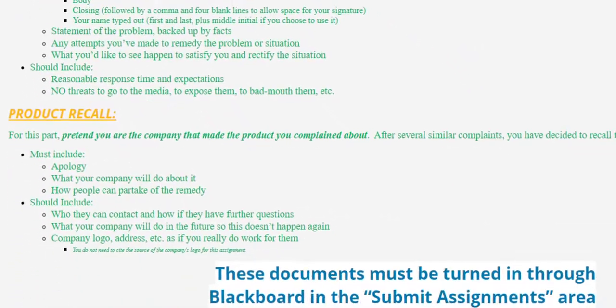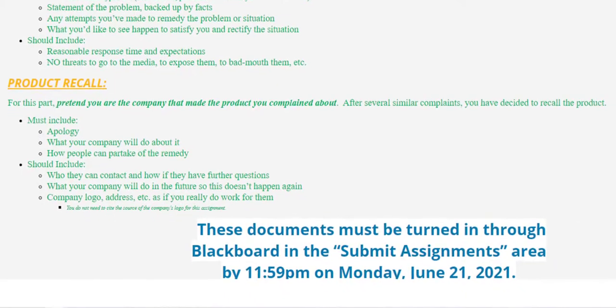Okay, and then for the other side of this, you are going to take on the role of the company itself, and you're going to pretend that you have received lots of these complaint letters about whatever that product is, and now you've decided that you need to recall the product. So you need to include your apology and what you plan to do about it, and how people can partake of the remedy. Do they need to send you their old one? Do they need to fill out a form? Do they need to go to a website? What do they need to do?